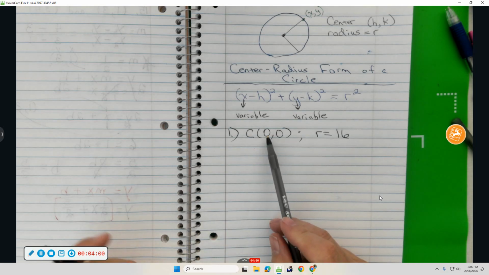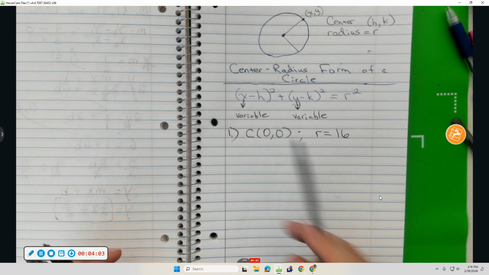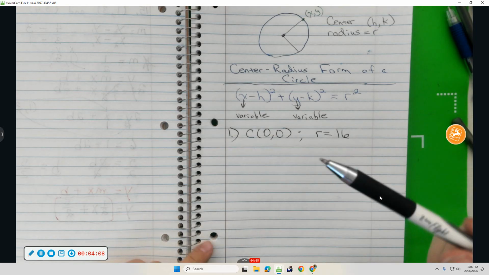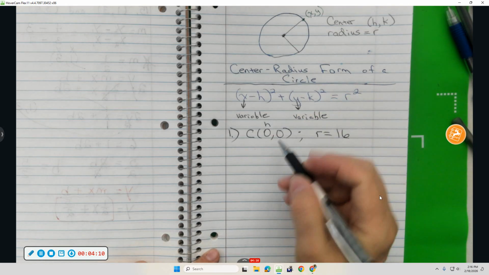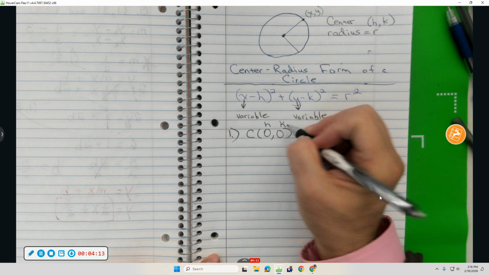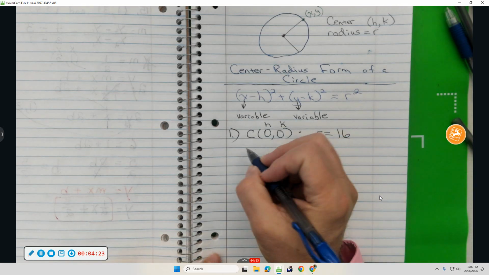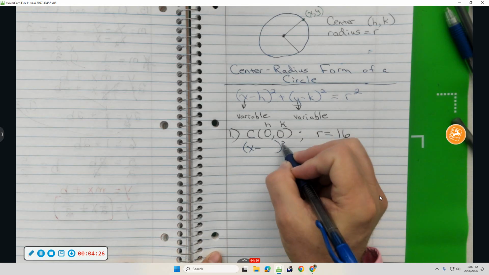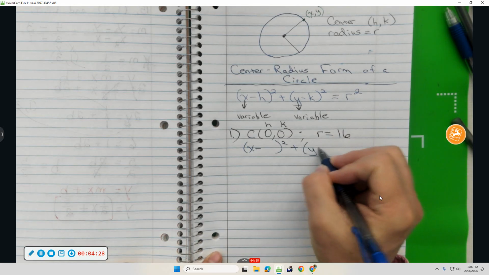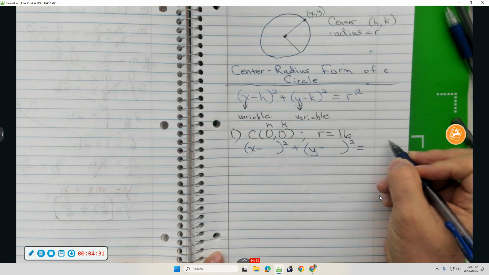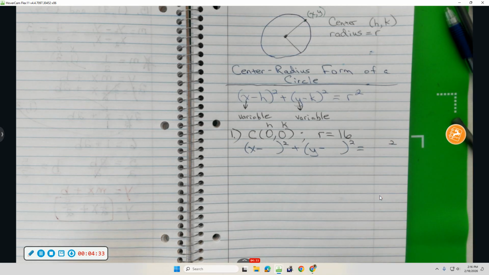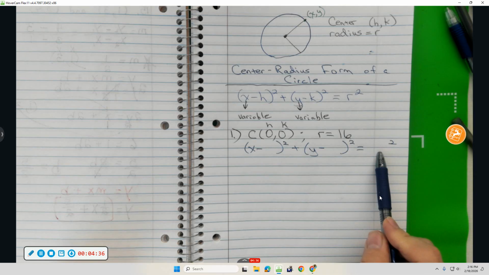When I look at the center, I know that the first number is acting as my x value of the center, h, and I know the second number is my y value of the center, k. To find the center radius form, you're going to have to plug in to that center radius form that I gave you. Notice I'm leaving the 3 number spots empty.